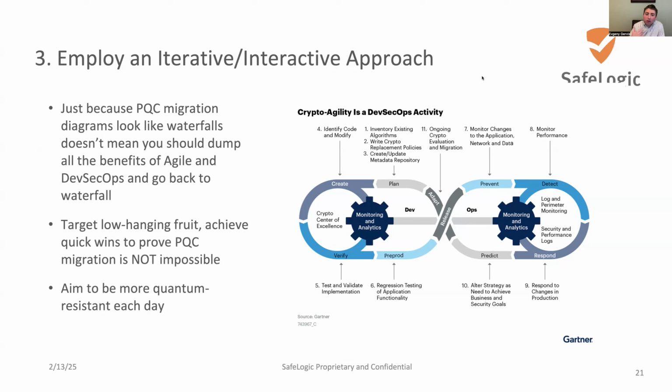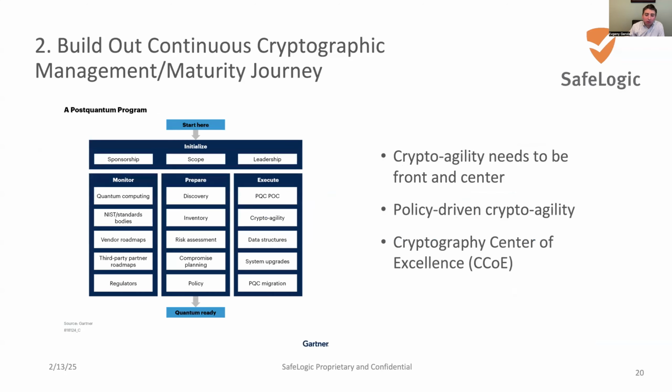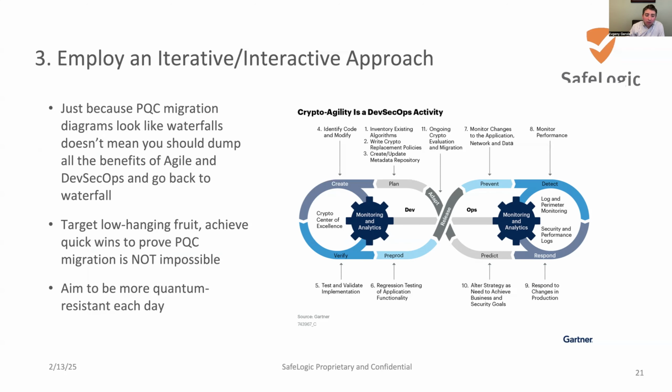Let's find some low-hanging fruit that you can start making quantum resilient, achieving some quick wins. Essentially the idea is let's be more quantum resilient each day. Let's be better tomorrow than we were yesterday, and so forth, right? So let's just get on with it. And actually, again, I have to give credit to Gartner. Gartner has been talking about crypto agility and PQC migration as a DevSecOps activity, which I think is correct, right? This is how we do development these days. This is how we do IT these days.